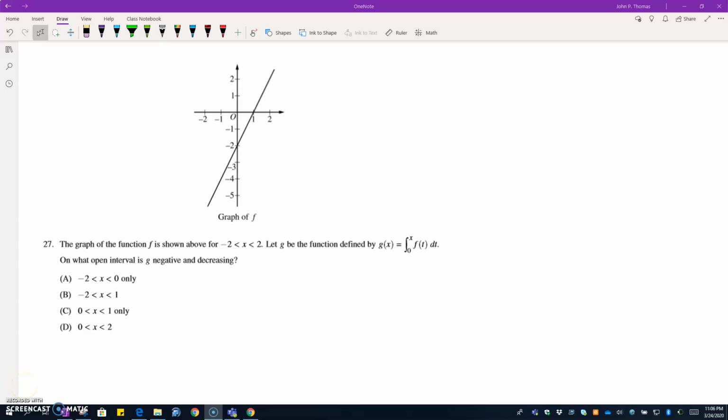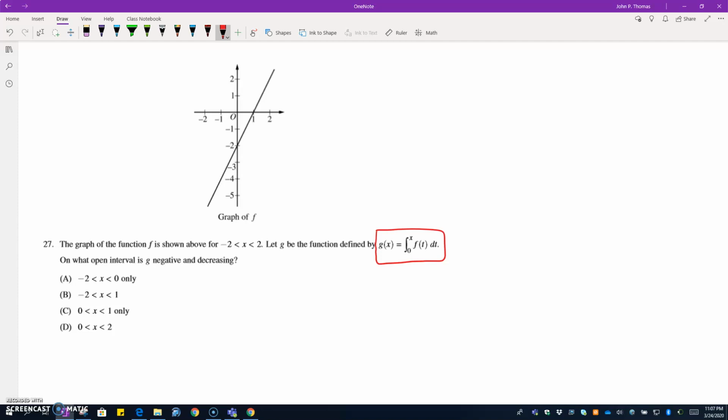All right, so this is the third most missed question. This is another great question. It focuses in on integral defined functions, which we spent quite a bit of time with this year. First thing they give us down here is that g of x is defined by that integral defined function. And they ask, on what open interval is g negative and decreasing?